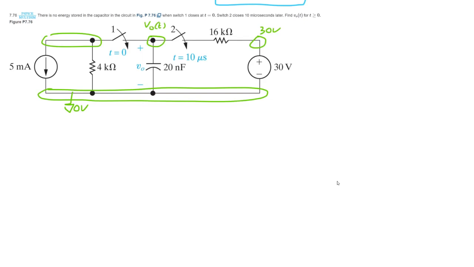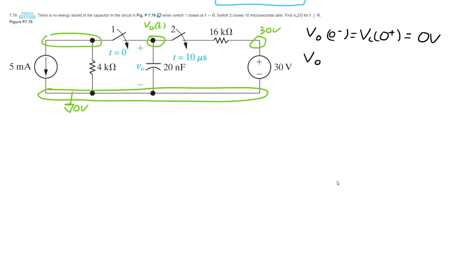So to find the final voltage, we're basically going to find out what the voltage drop across this resistor is. Actually, maybe do the initial voltage first. So VO(0-) is going to be VO(0+) because the voltage across the capacitor cannot change instantaneously. That'll become important in a moment. And since there's no energy stored in the circuit, 0 volts.